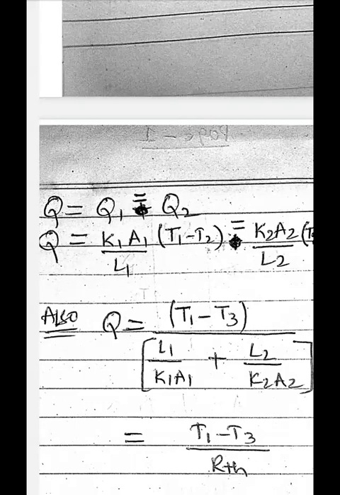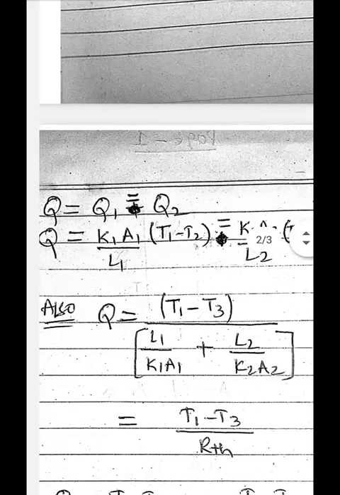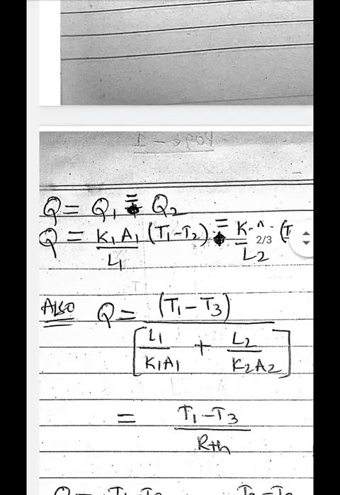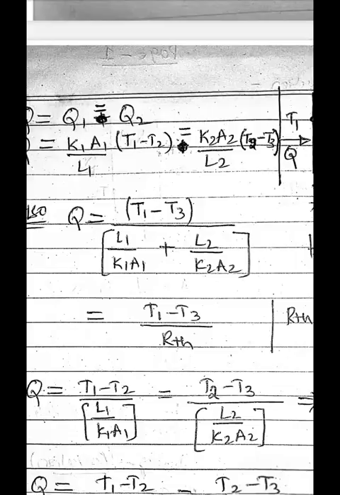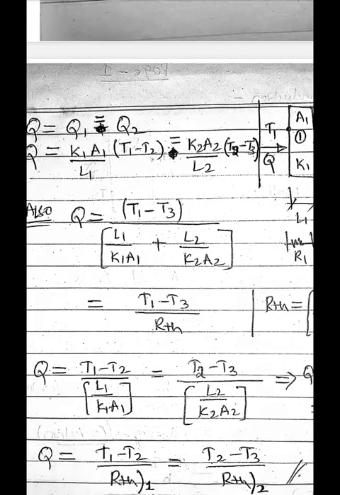So Q1 is the rate of heat transfer in the first block, Q2 is the rate of heat transfer in the second block, and capital Q is the rate of heat transfer throughout the composite wall. So this Q we can write as T1 minus T3 divided by L1 divided by K1A1 plus L2 divided by K2A2.